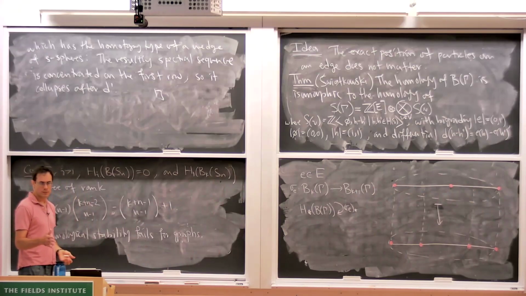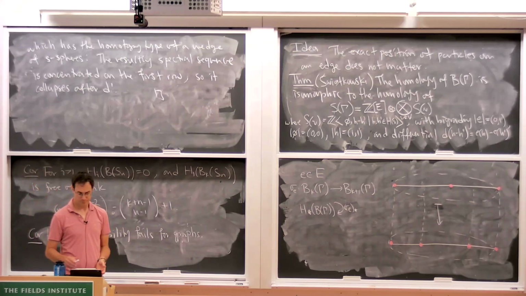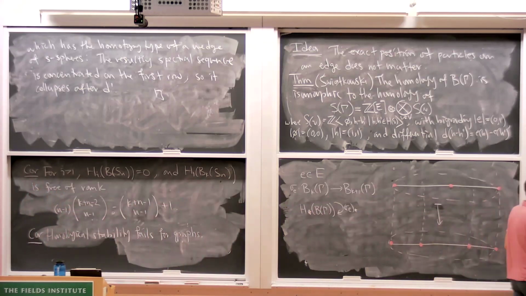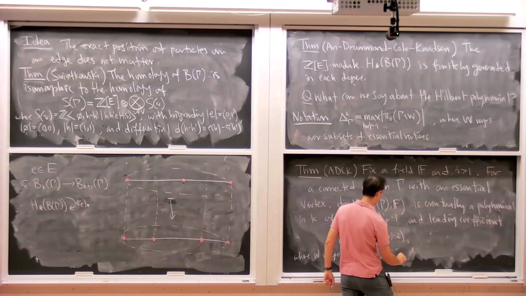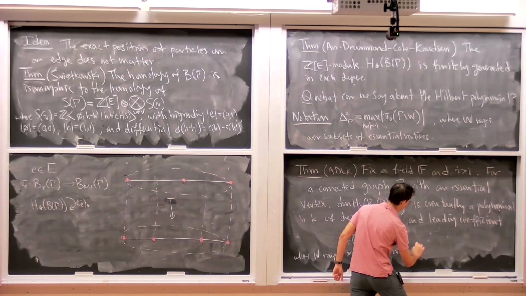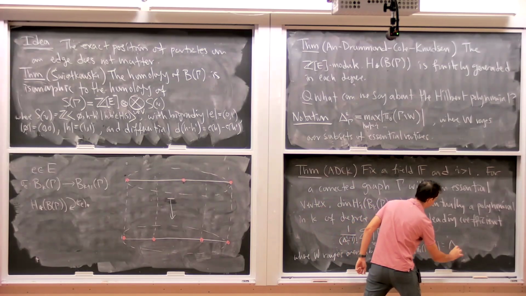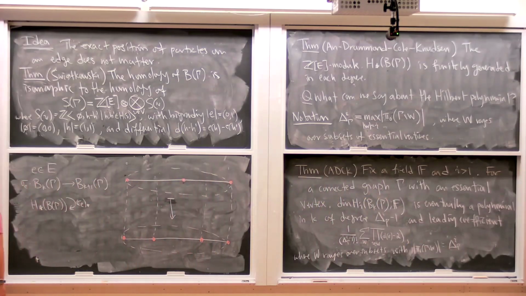Other questions? Yes. Oh, I was going to write that. Sorry. So W ranges over subsets with number of connected components equal to delta. Gamma is an edge K.